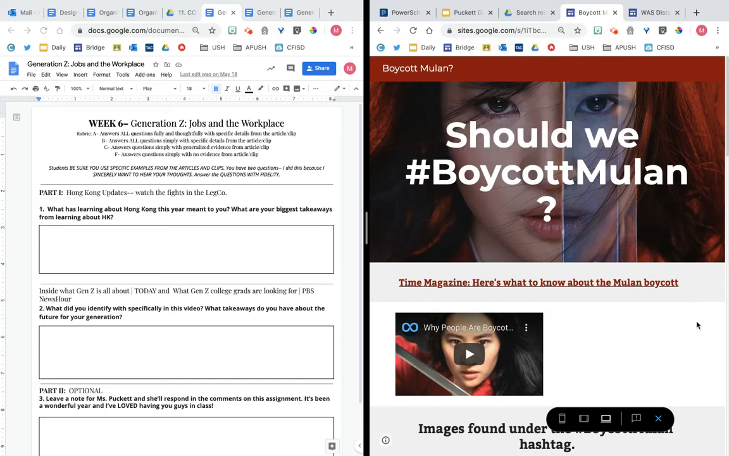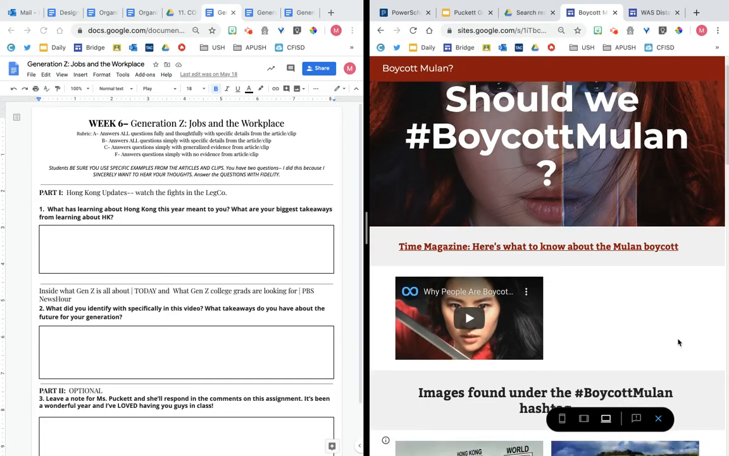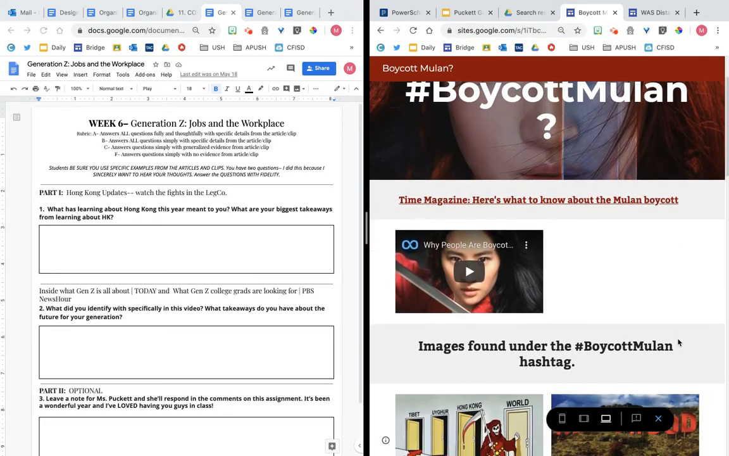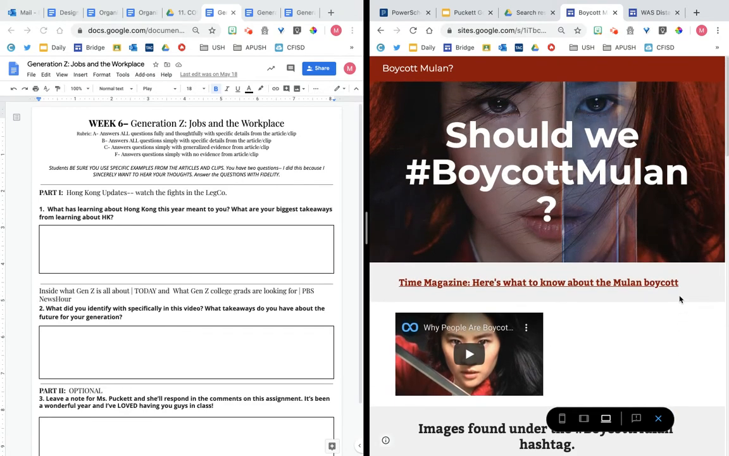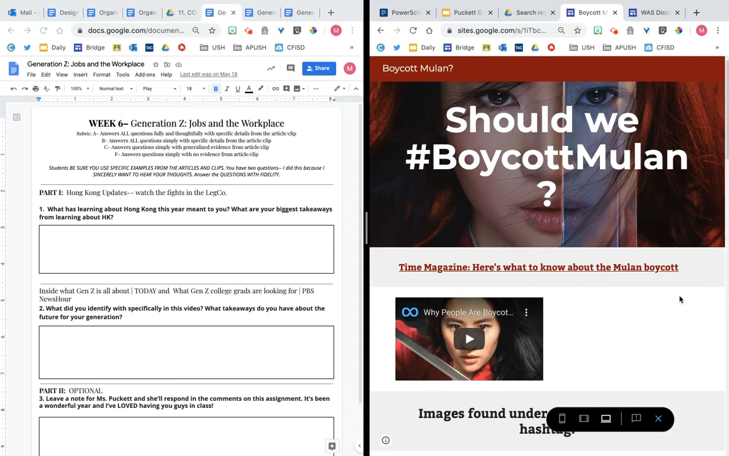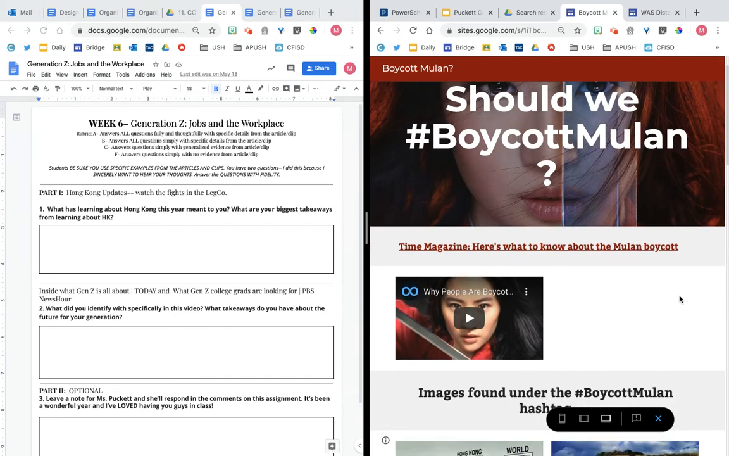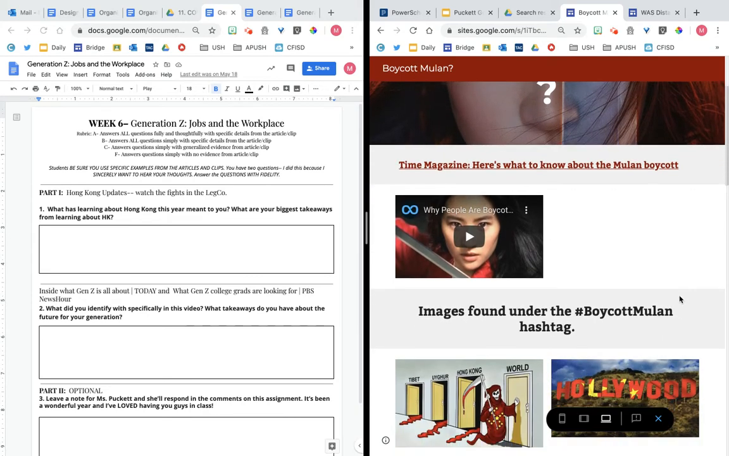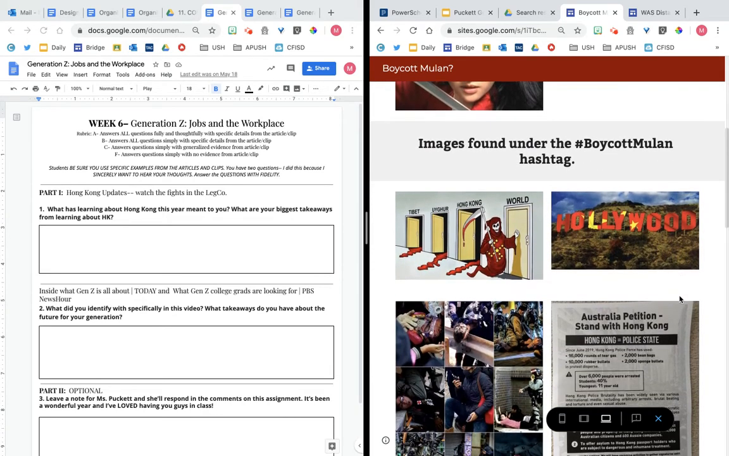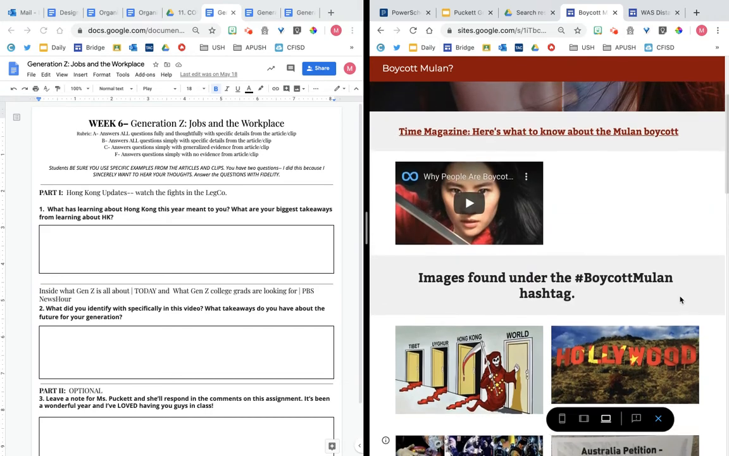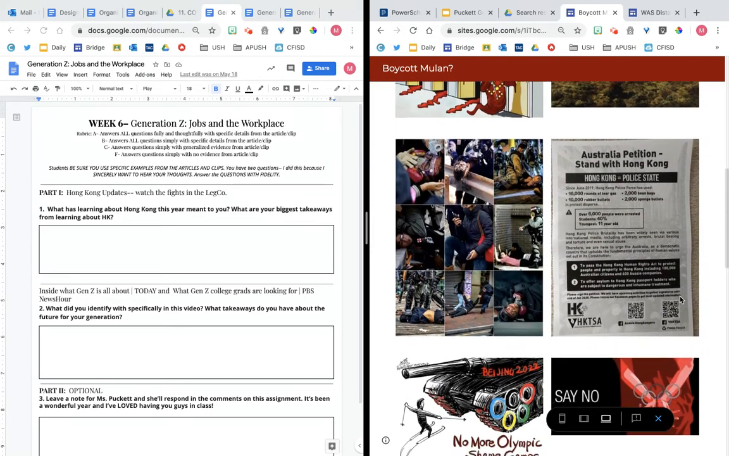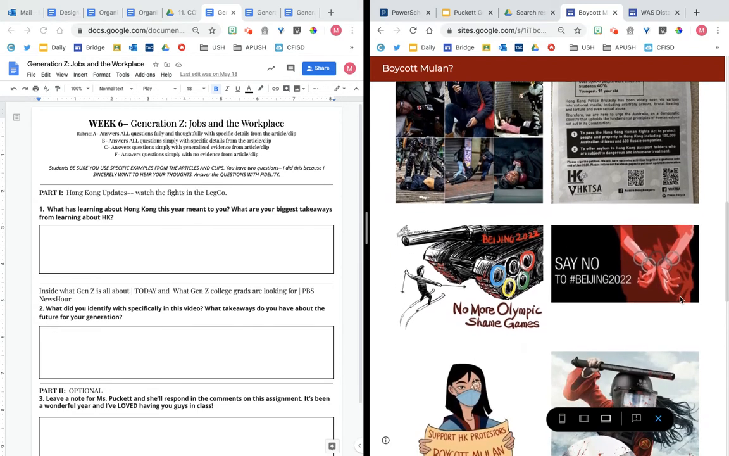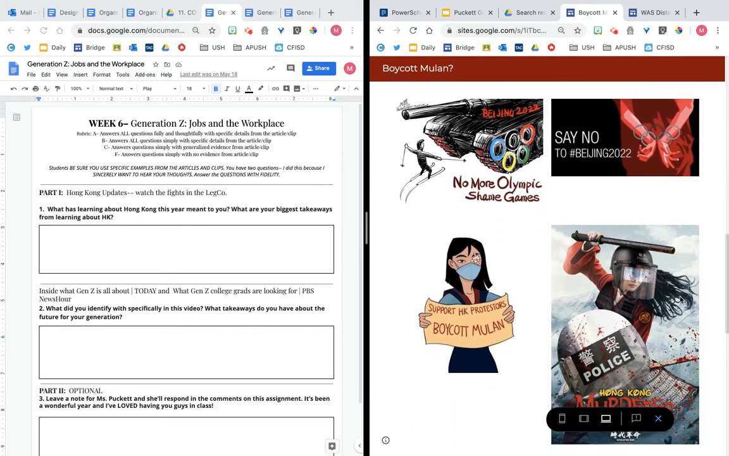So an example of this was we had a discussion in my class about should we boycott Mulan? Our class had been covering the Hong Kong protests really adamantly and came to this existential question: should we boycott Mulan? And so I looked up articles for the kids, finding different images to show them that we're also talking about the Beijing Olympics as well.